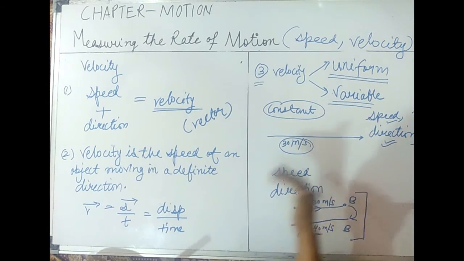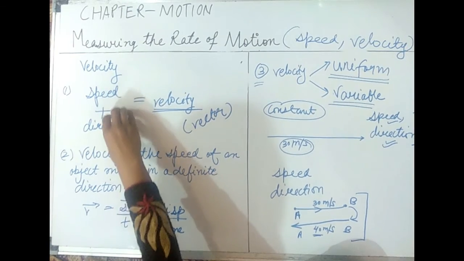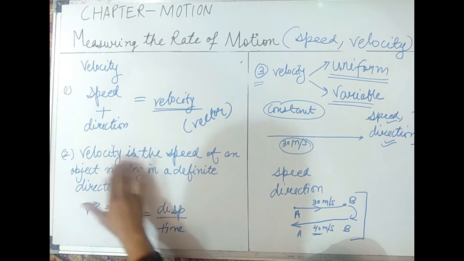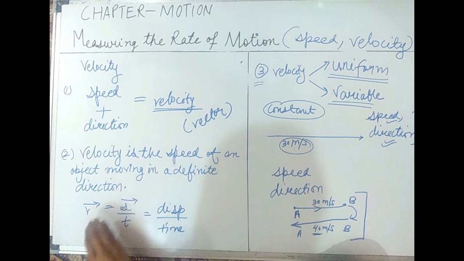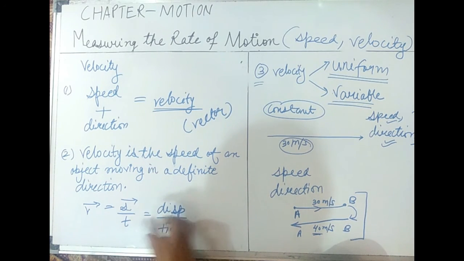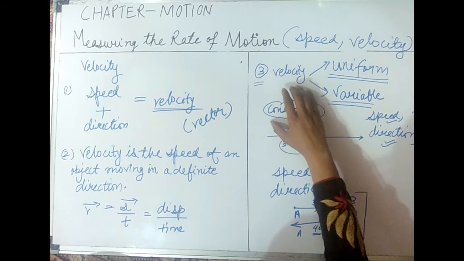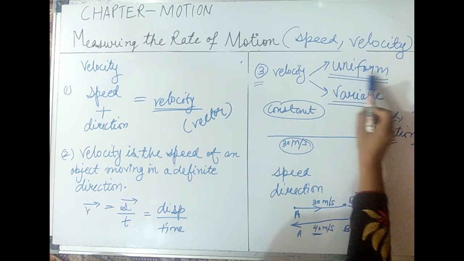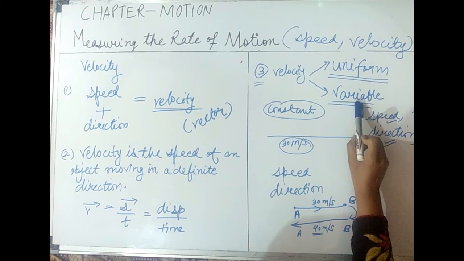So what we have discussed in these 3 points: speed plus direction is our velocity, that is magnitude plus direction is velocity. The definition of velocity we have obtained: velocity is the speed of an object moving in a definite direction. We have to specify the direction also. The formula for velocity is v equal to displacement upon time taken. And in our third point we have discussed that velocity can be uniform, the object is moving with constant velocity.